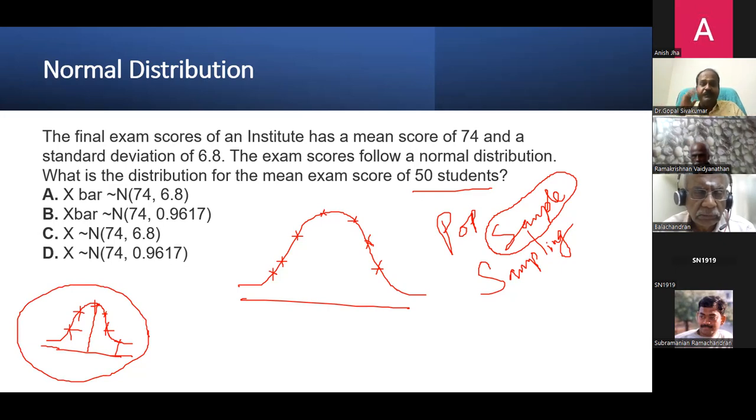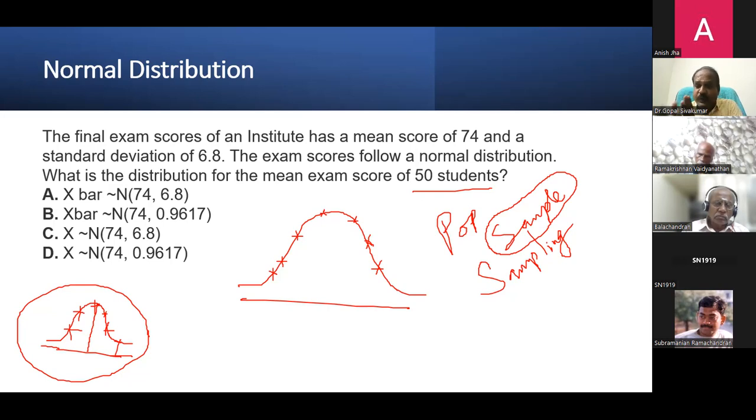Now in your school, there are 25 sections. Every section will have an average mark. Am I right? Now how many averages are possible? 25 averages are possible. Can you visualize the averages? Can you plot a histogram of the averages? And that is called the sampling distribution.